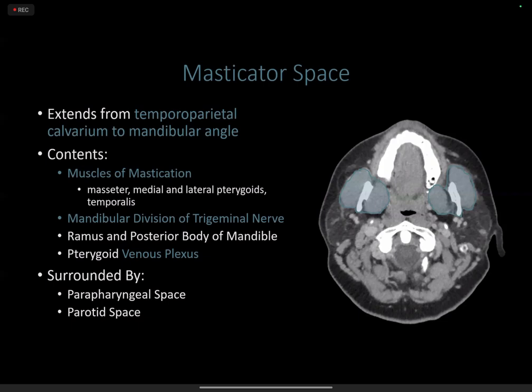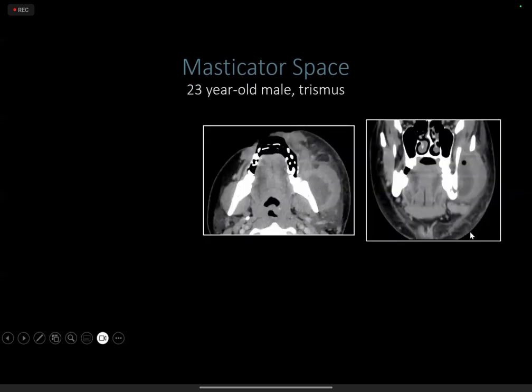So this area is very rich in venous vasculature. It's surrounded by that parapharyngeal fat just posteriorly, which we already looked at, as well as the parotid space, which we looked at as well. Let's take a look at a few lesions within the masticator space.